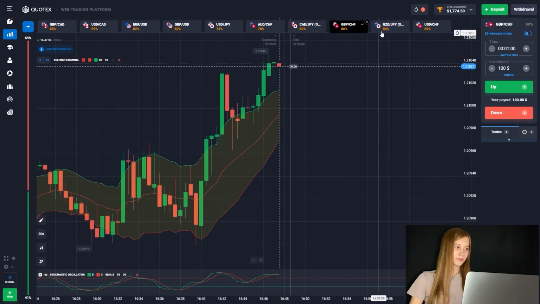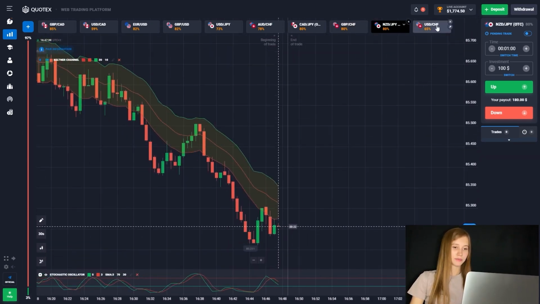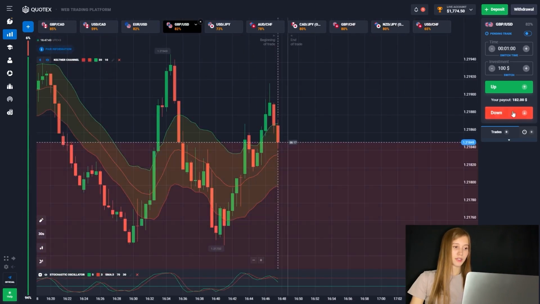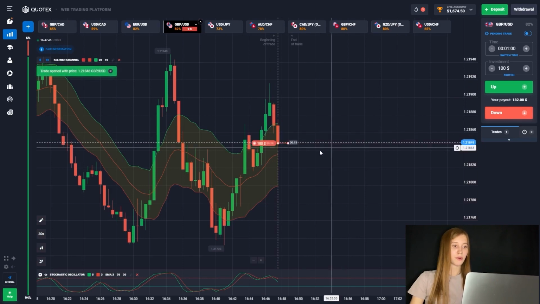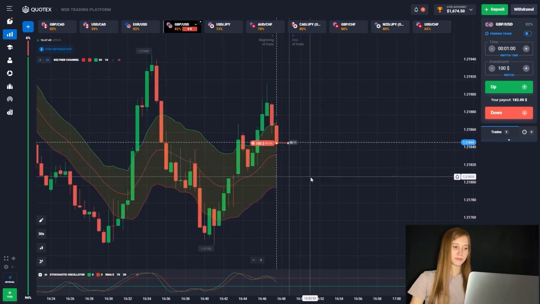Perfect. So let's change the currency pair for a more profitable entry. And let's choose a good time. Let's put it on the ball here, and I'll explain the principle of entry.